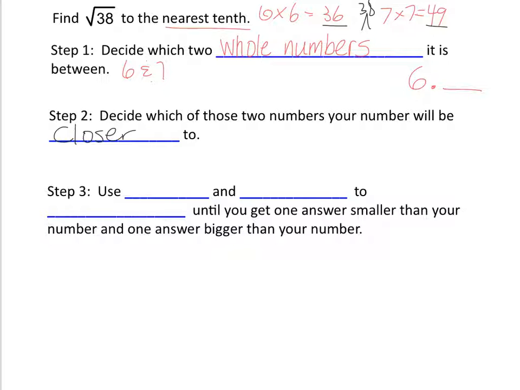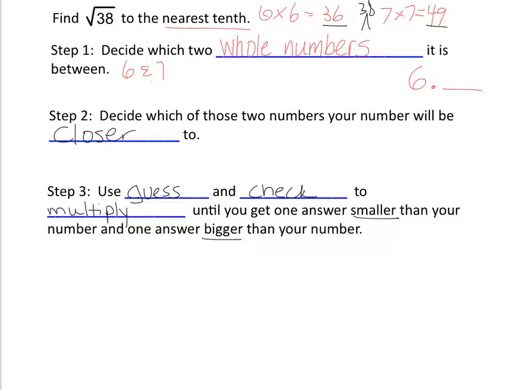So all we're going to do now is some guess and check. That means we're going to start out with a certain decimal that we think would be a good one to start with. You want to do your guess and check in a smart way, because we're going to have to multiply. We're going to use guess and check to multiply until we get one answer that's smaller than our number, our target number being the 38, and one answer that's bigger than your number. So you're going to have to show at least 2 different multiplication problems as you're doing this work.